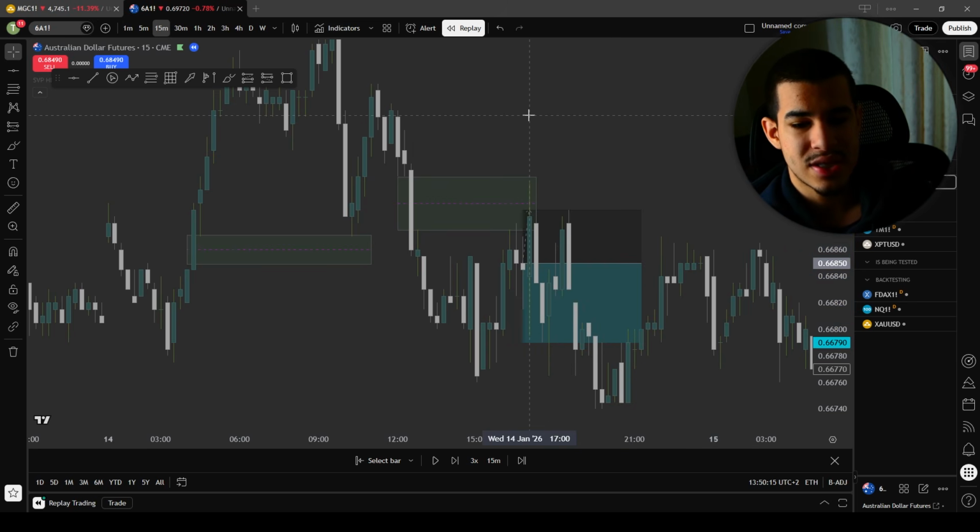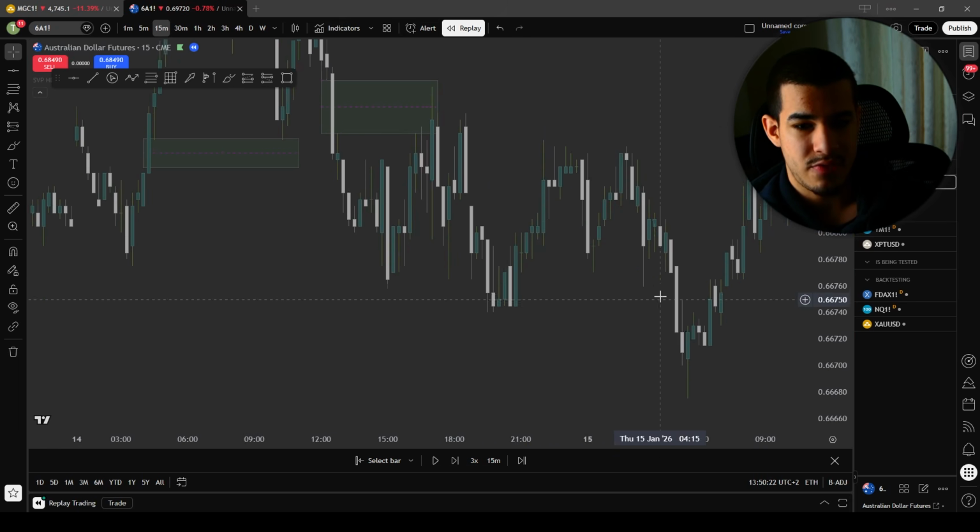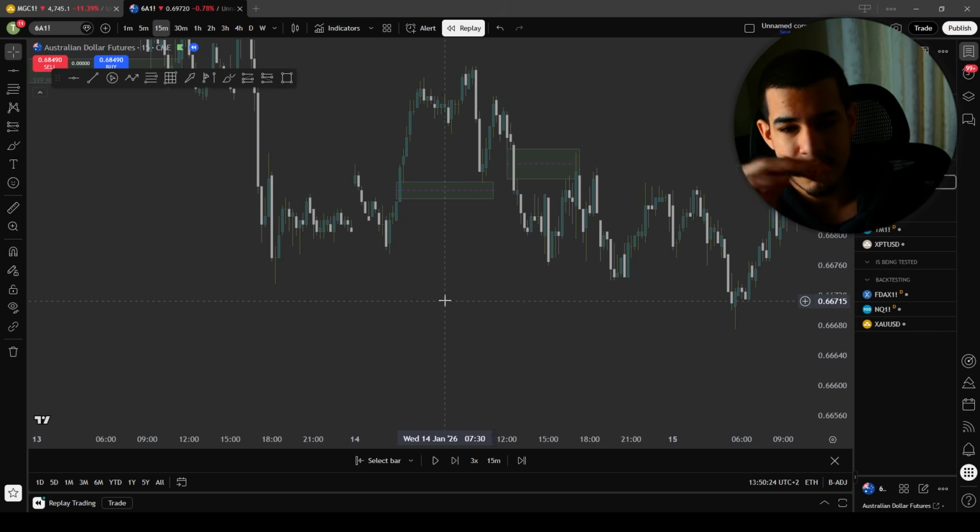But in this example, you can see 5 p.m. That's when a new 4-hour candle opens up. It made that upper wick and then it moved in your direction. So that's basically it, my entry confirmation.